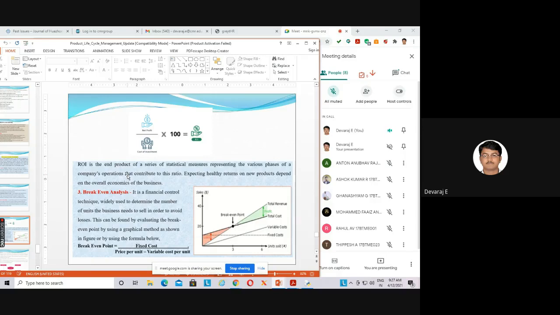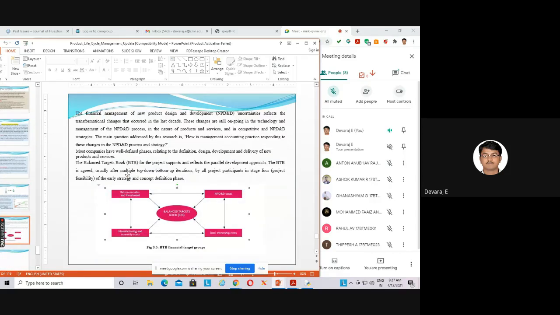So if you sell this many units, we will get back whatever we invested. If we sell more products after that, that is called revenue, and that is the net profit. It's very important. Then we'll go for the last topic.